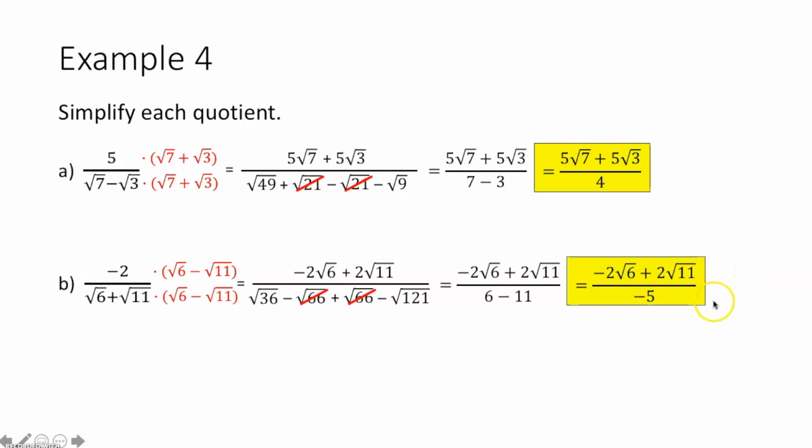you can multiply it by negative 1 over negative 1. Since it's still a form of 1, it doesn't really change your answer. It just makes it so it looks a little nicer. So if we multiply by negative 1 over negative 1, the denominator becomes positive 5, and the numerator becomes 2 rad 6 minus 2 rad 11. So that is the same thing as this. Okay, these are both correct answers.